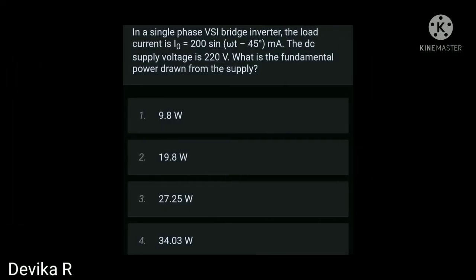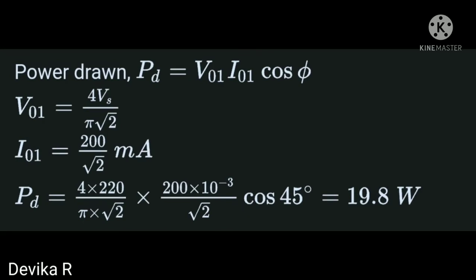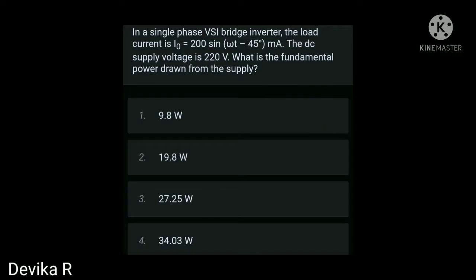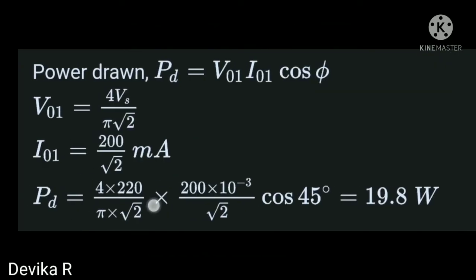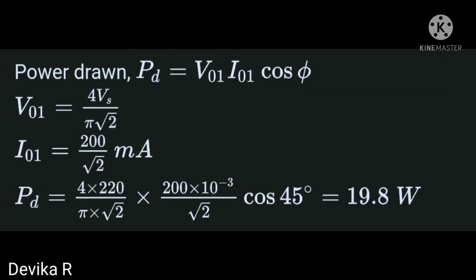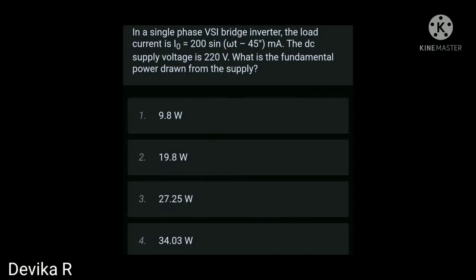For current, the formula is already 200 by root 2. We have to find the RMS value. Here 200 is the maximum value, so to find the RMS value we divide by root 2. Then substitute all the values, V naught, I naught, and cos 45 degrees, since 45 degrees is the lagging angle of the current. Then we find the answer. What's the answer? 19.8 is the right answer.